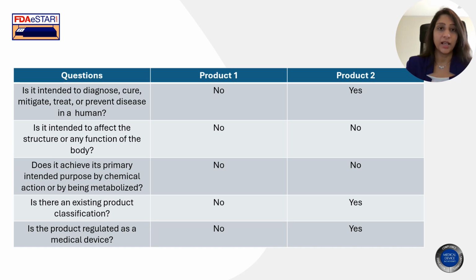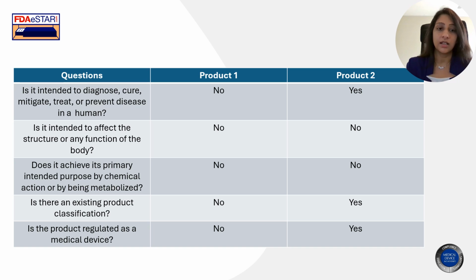Now that we did simple exercises of defining the intended use and searching on the FDA's classification database, I'm going to answer all the questions that we saw on previous slides based on the FDA's framework. The first question: is it intended to diagnose, cure, mitigate, treat, or prevent disease in a human? Product 1, no, because it is only for the fitness goal. Product number 2, yes, because we defined that it is going to record and display ECG.